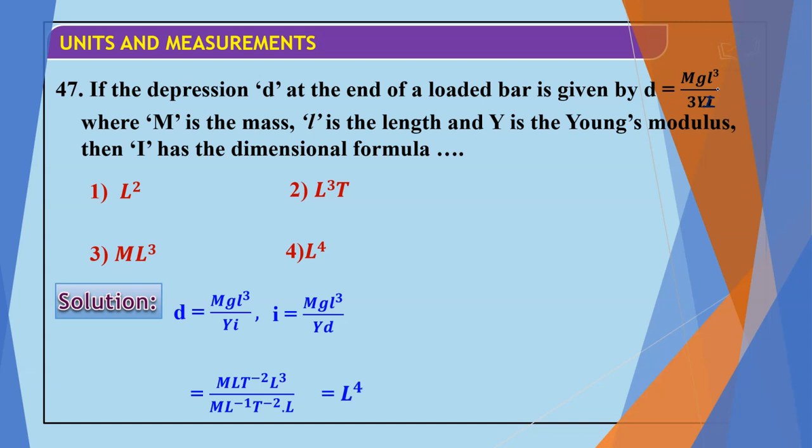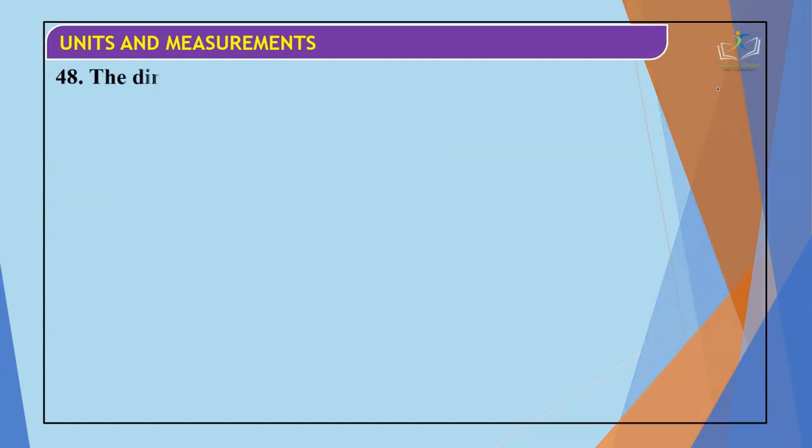After solving, you get the value L4. So what is the I over there? The quantity name is dash. You have to search what quantity it actually is, and the dimensions are L4. According to this, the correct answer is the 4th.